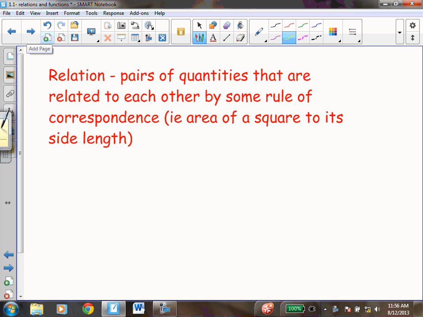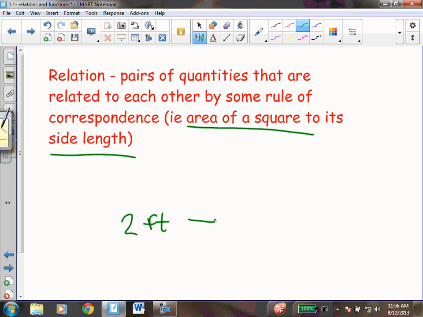A relation is a pair of quantities that are related to each other by some rule of correspondence. That rule could be anything. It doesn't matter what the rule is. Sometimes we won't even know it. My example here is the area of a square to its side length. So if I tell you that the side length of a square is 2 feet, then you can determine that the area of that square is 4 square feet. These two numbers are related because of this rule.